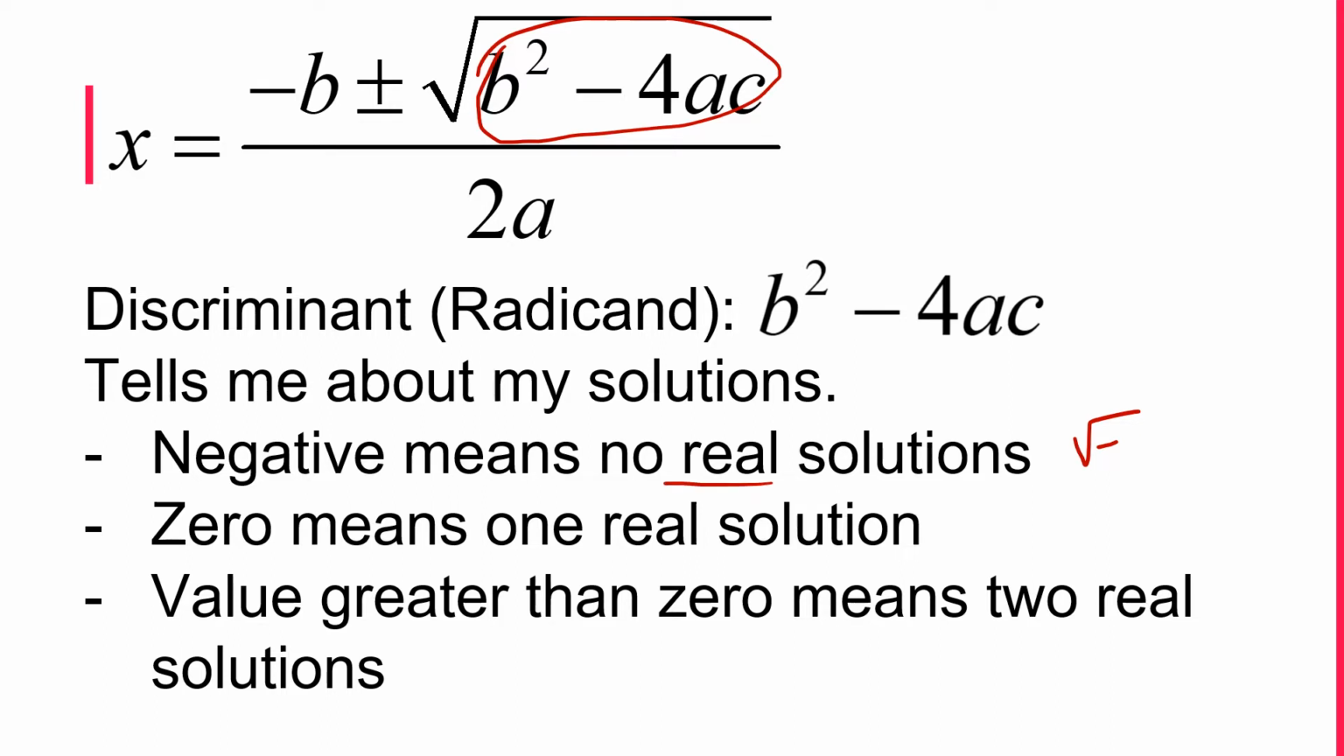If you have a radicand that is 0, well, the square root of 0 is 0. If I add or subtract 0, it's not going to change. You're going to be left with negative b over 2a, which means you're going to have one answer because you're not going to have the plus or minus anymore. So 0 means I'm going to have one real solution. If you have a value greater than 0, so if I arrive at a radicand of 15, well, there's going to be a plus and minus in front of that still, which means I'm going to have two real solutions.